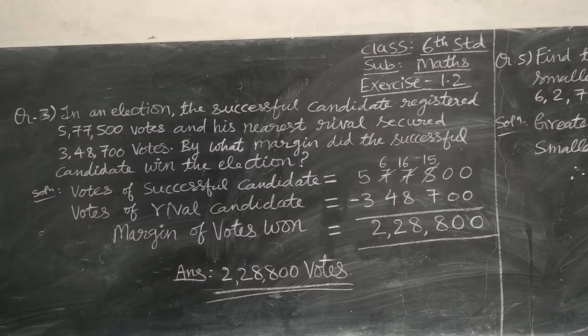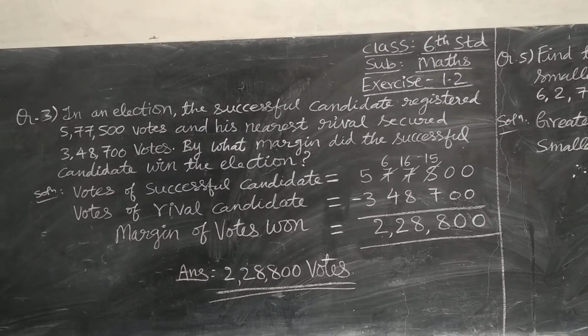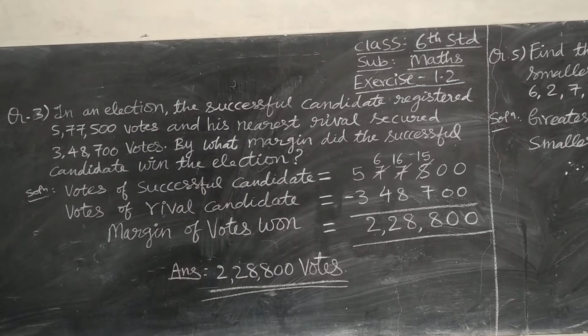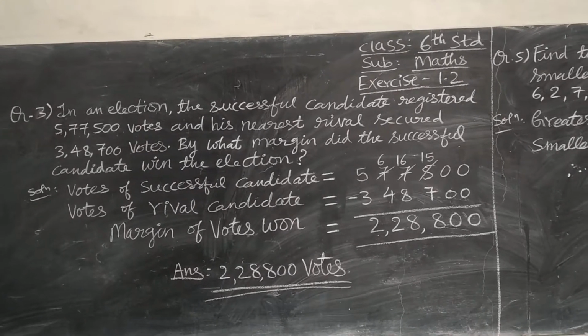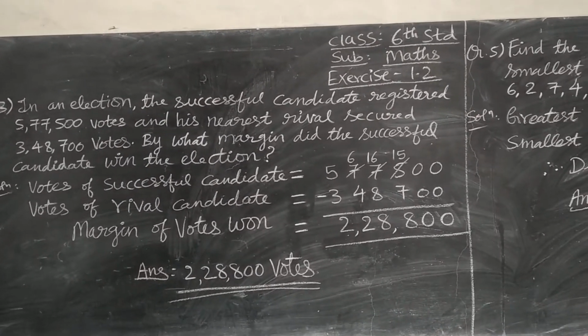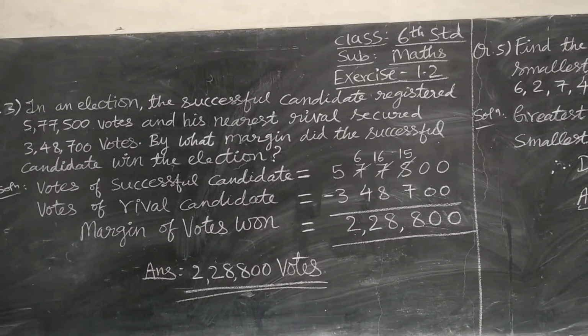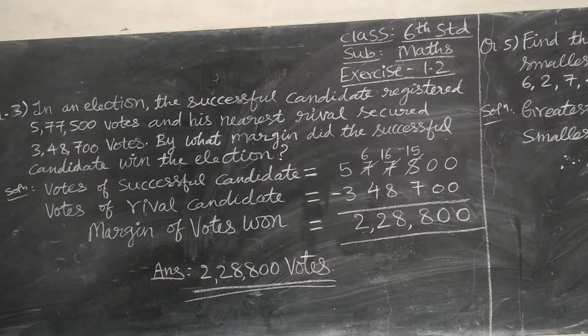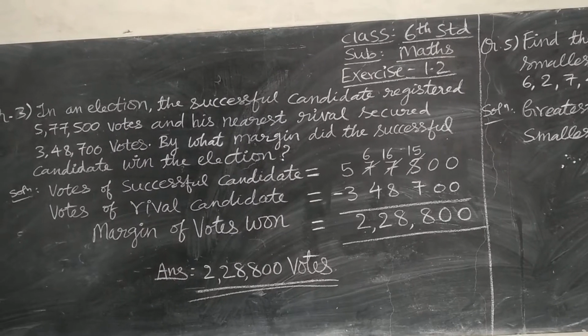5,77,500 minus 3,48,700. By subtracting you will get 2,28,800. Subtraction, you know, in previous classes also you have done subtraction. Start from ones place, 0 minus 0, 0. Next, tens place, 0 minus 0, 0.